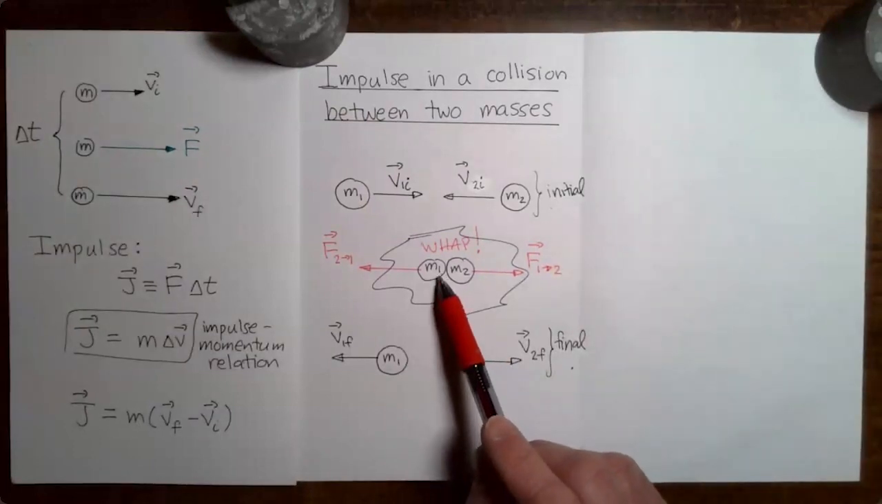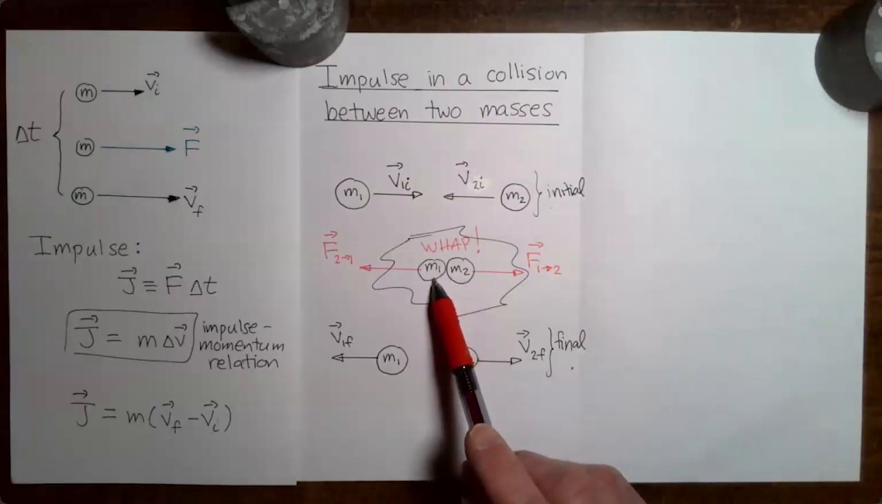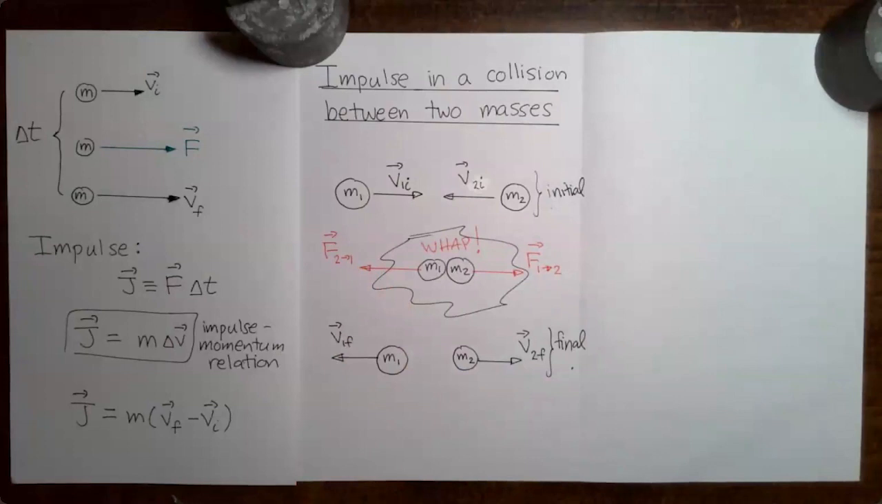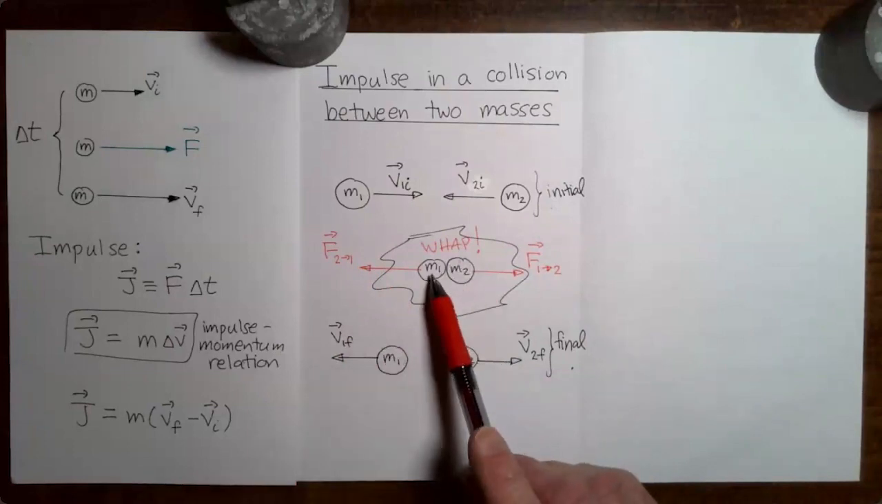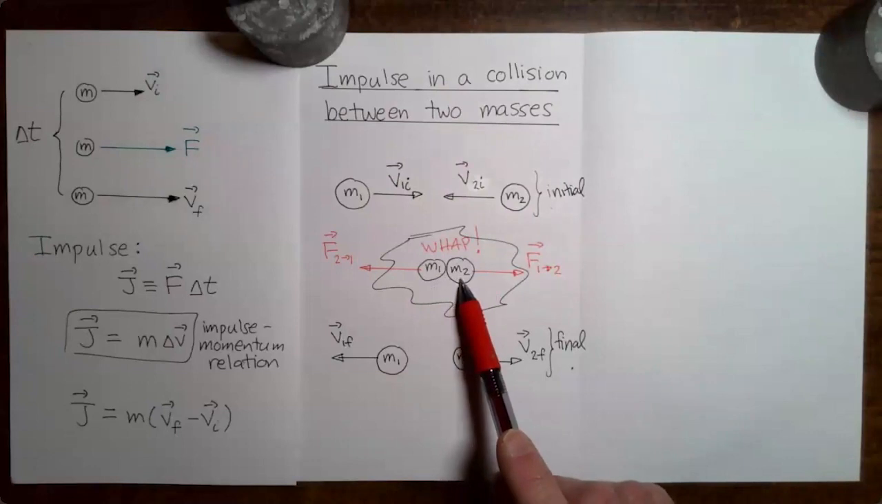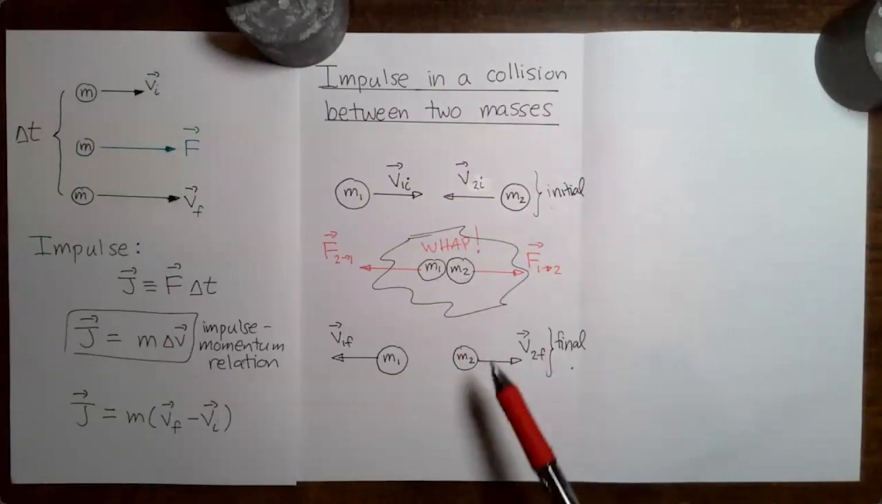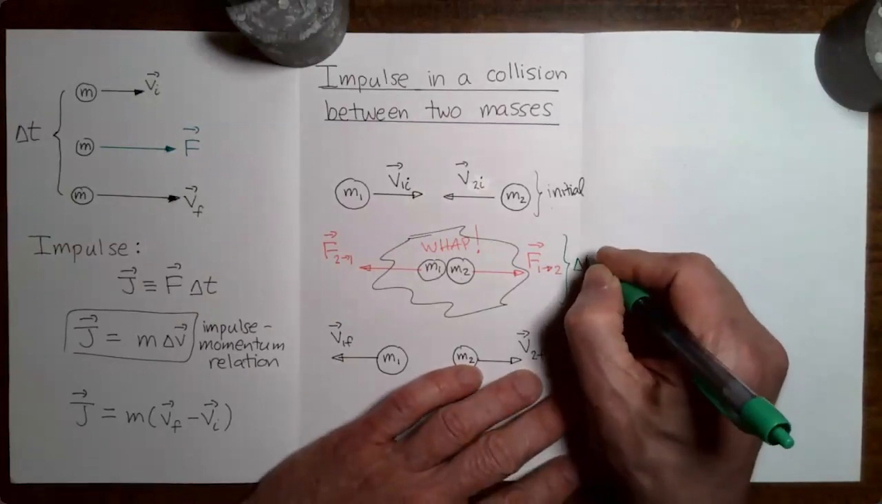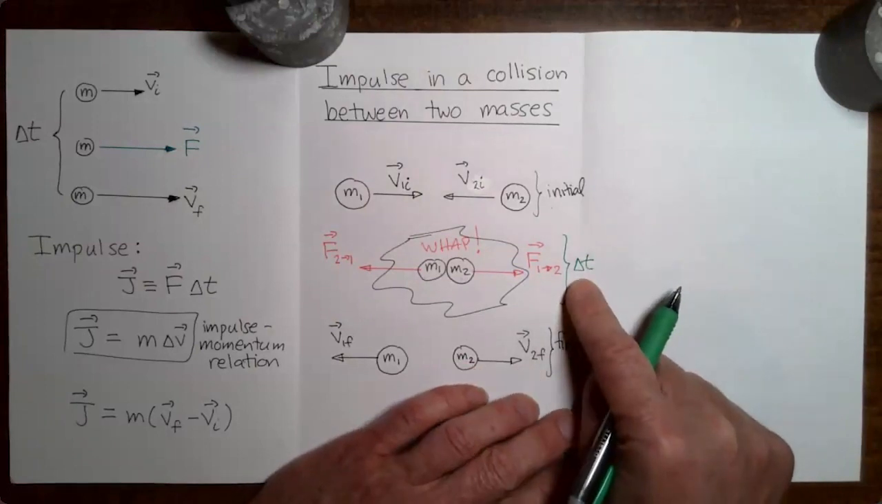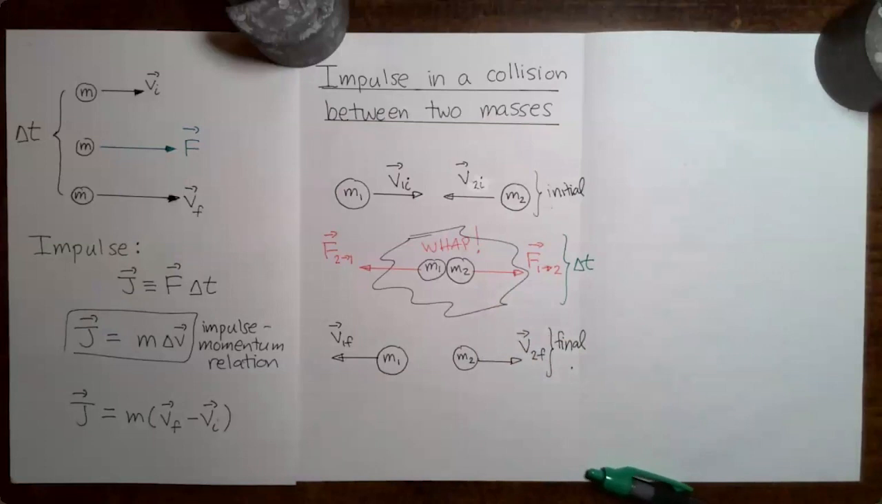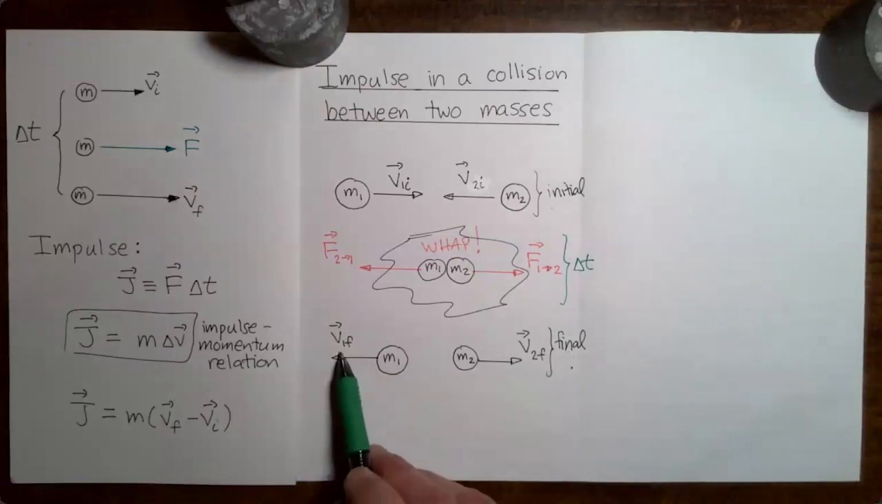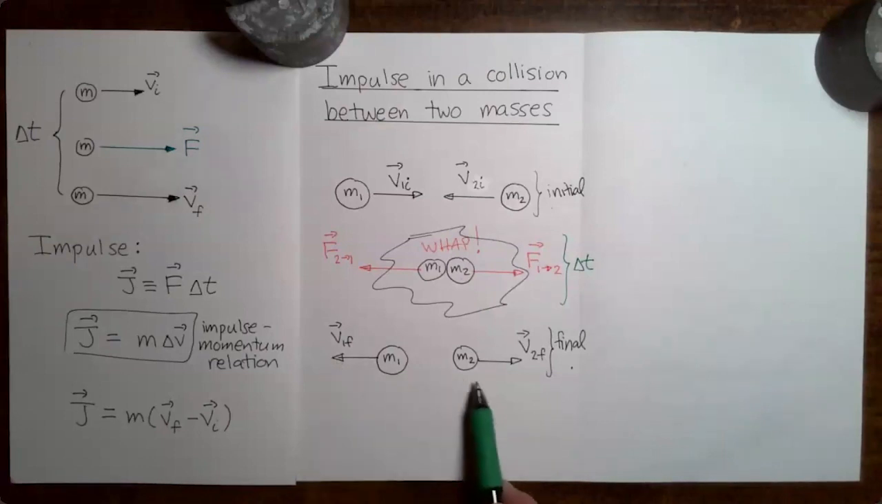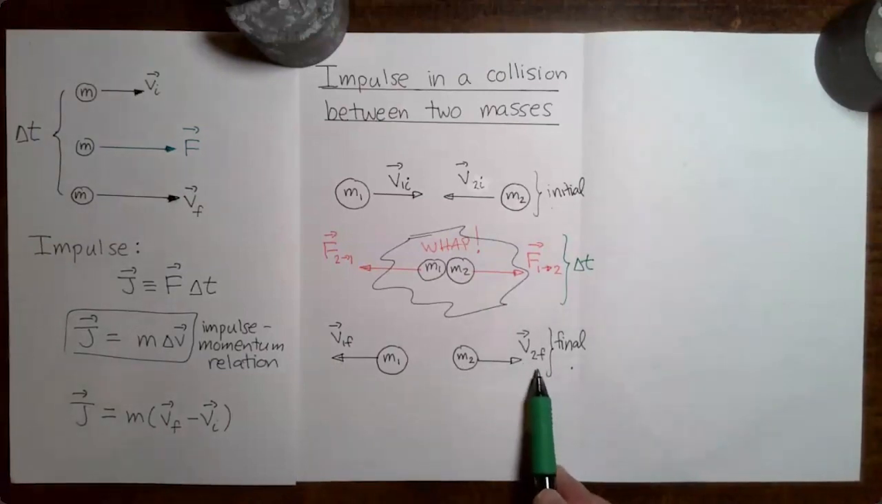Let's say that during the collision, mass 2 exerts a force on mass 1, which we will call F2 on 1. And at the same time, mass 1 exerts a force on mass 2, which we will call force 1 on 2. Let's also say that those masses are exerting those forces on each other for a time interval delta t. The result of the collision is that when the masses separate after the collision, they have new final velocities. In the final situation, mass 1 has velocity v1 final, and mass 2 has velocity v2 final.